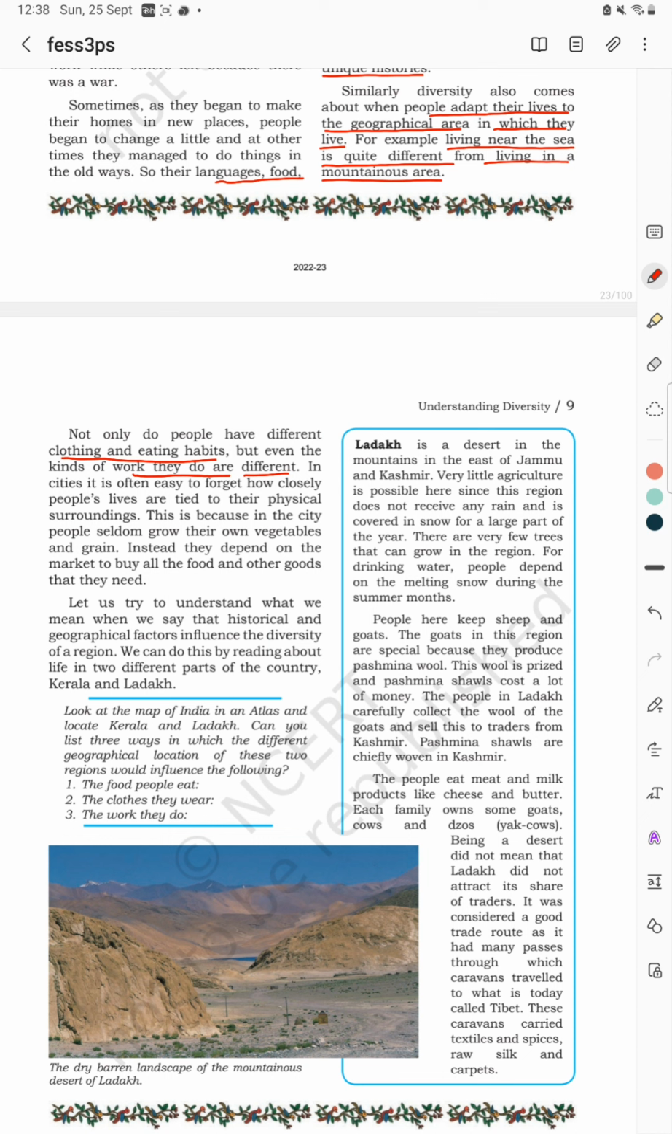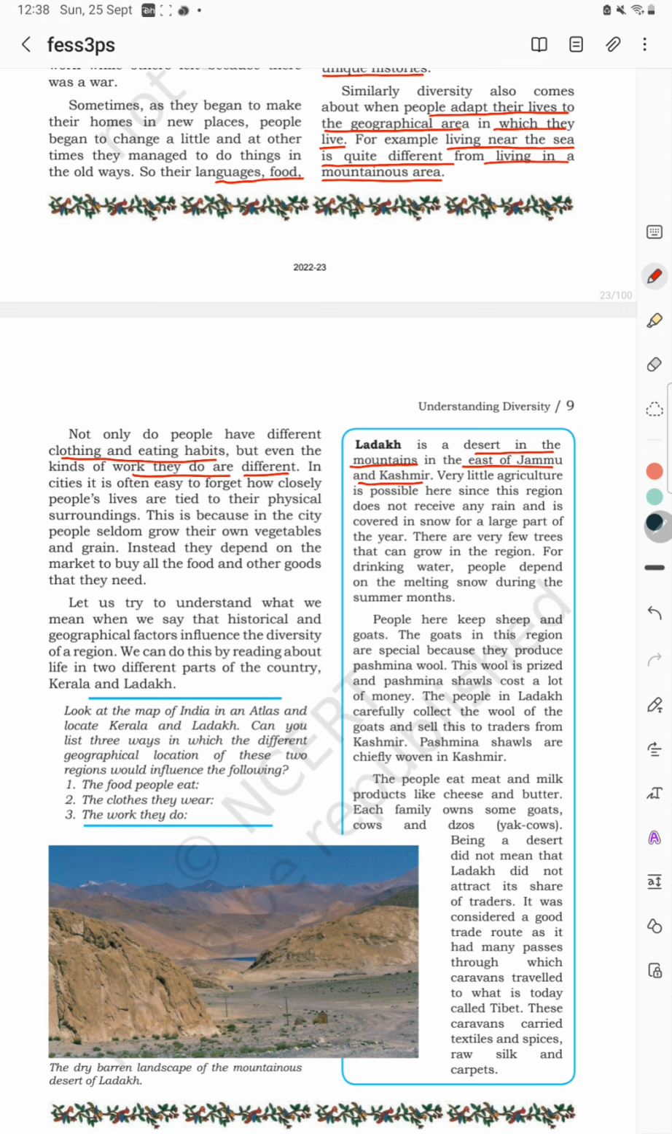So basically, now we will learn, we can read about two different parts of the country, Kerala and Ladakh, and we'll try to see how the life of the people in those areas is different from each other, and how the people living there have their own trading or living habits. So first, let us learn about Ladakh. Ladakh is a desert in the mountains in the east of Jammu and Kashmir.